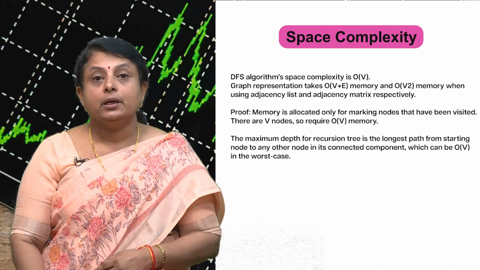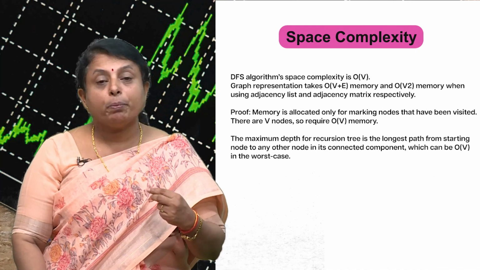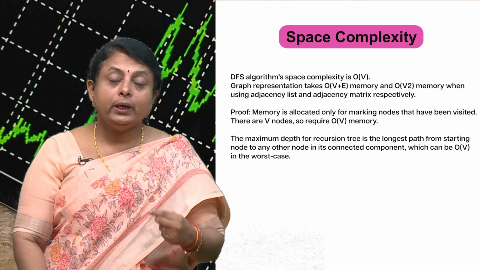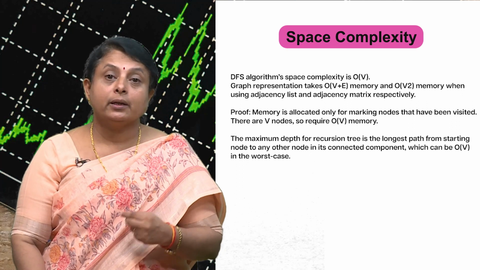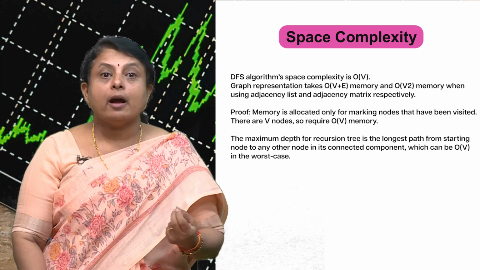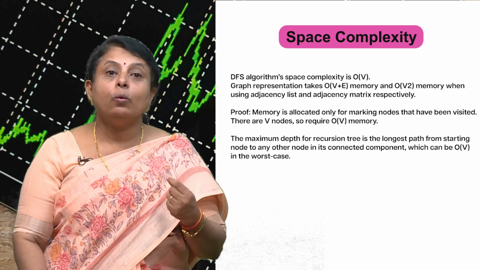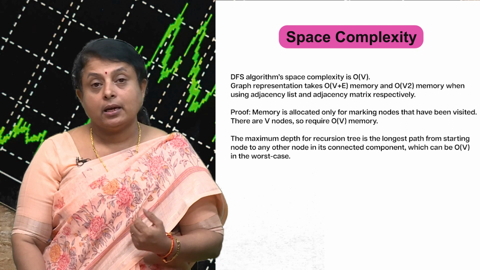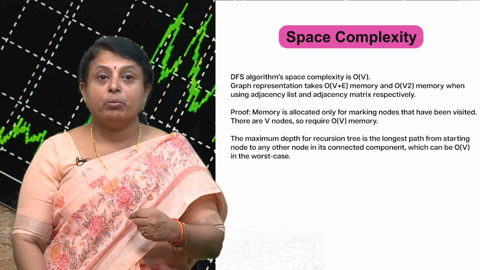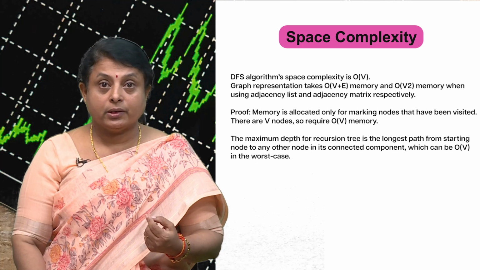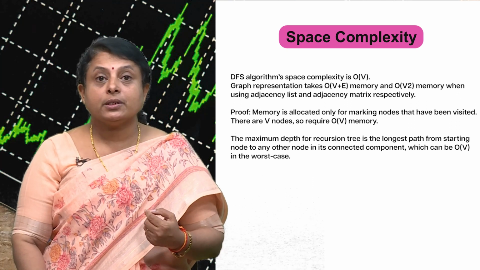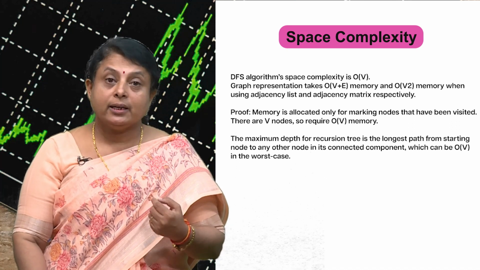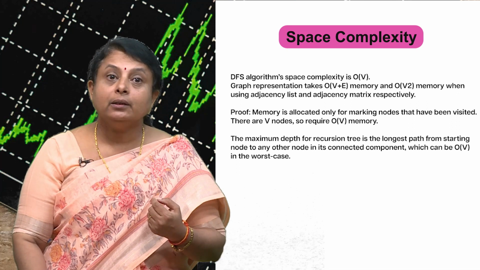Space complexity. The DFS algorithm's space complexity is O(V), where V is the number of nodes in the graph. Graph representation takes O(V+E) memory space when using adjacency list and O(V*V) memory when using adjacency matrix. So, space complexity depends upon the type of data structure used for representing the graph.